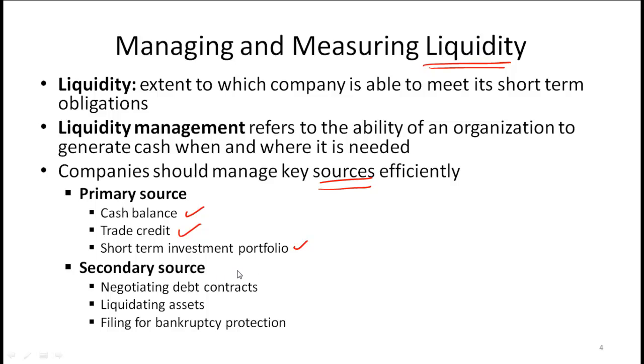So if a company needs funds and they are not available through primary sources, then a company can negotiate a debt contract with a bank or maybe another entity. And another possibility is liquidating assets, which generally would not be a good thing. And finally, typically a last resort is where a company has to file for bankruptcy protection, but this is not a good situation to be in.